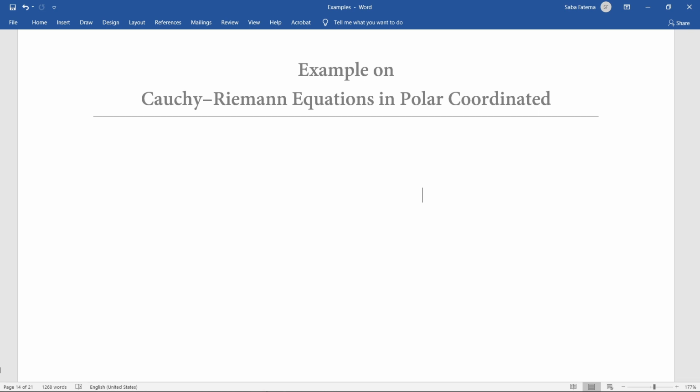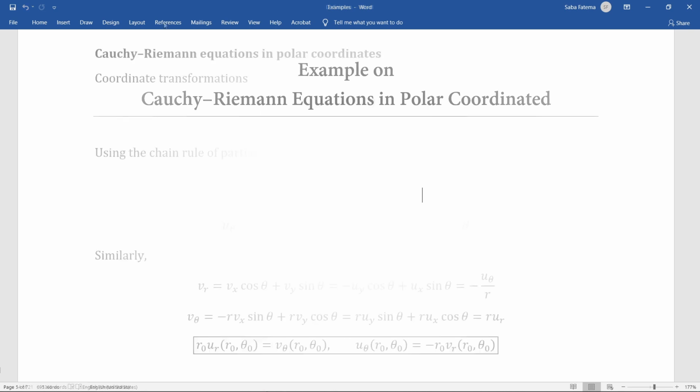Here we are going to have an example where we have used the polar coordinates r and theta instead of the Cartesian coordinates x and y. In some particular cases, the use of polar coordinates is more convenient than that of the Cartesian coordinates. So let us say which form the Cauchy-Riemann equations take in polar coordinates.